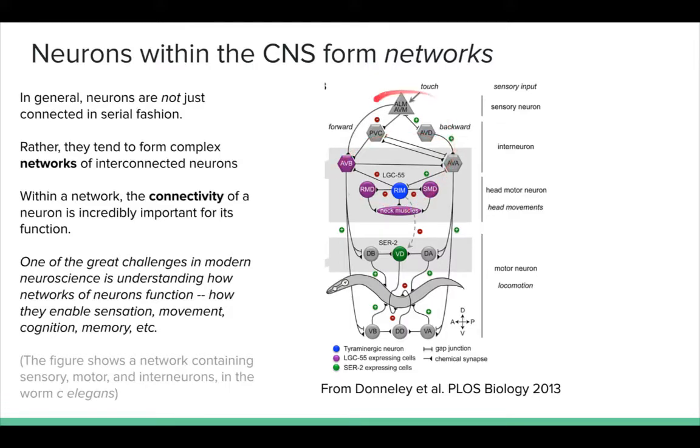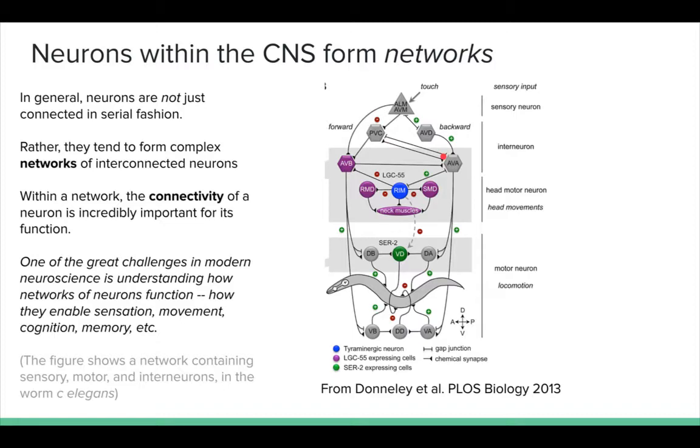By the way, you don't need to memorize this. You don't need to know anything about this diagram other than the fact that in real nervous systems, interneurons in the central nervous system, which is most of the neurons in the nervous system, form these complicated connected networks. And this is a challenge, right?